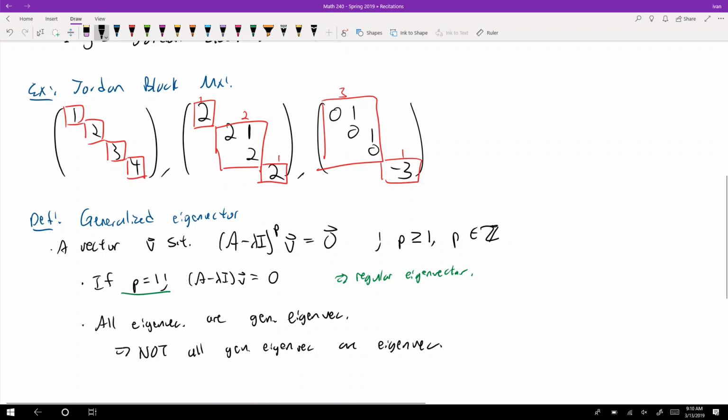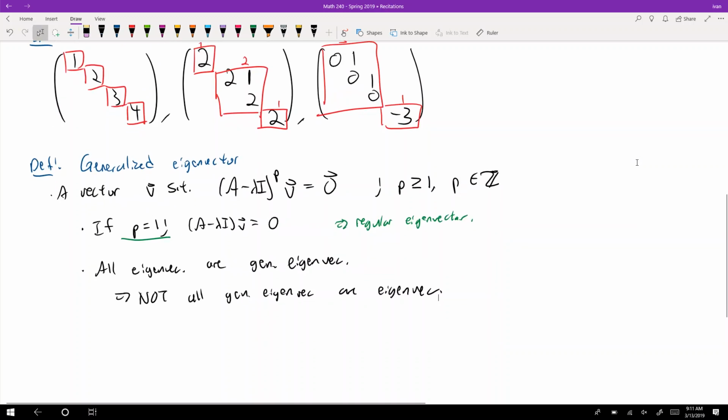Probably just talking about this as a definition doesn't make too much sense, so we'll see an example right here. How do we find generalized eigenvectors? And more importantly, how do we find a cycle of generalized eigenvectors, which is what we care about more.